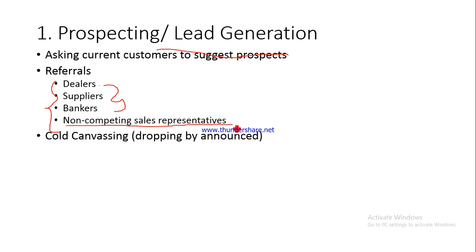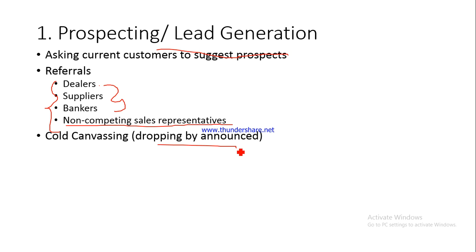Then cold canvassing. Cold canvassing is when you go unannounced. If you feel that a particular customer might buy your product, you go unannounced. For example, if I'm selling industrial generators, what can I do? I can go to schools, because I know schools require industrial generators. I don't need to book an appointment first. I would straight away go there, and then maybe if I get an opportunity, I'll talk to the director of the school and try to sell my product.